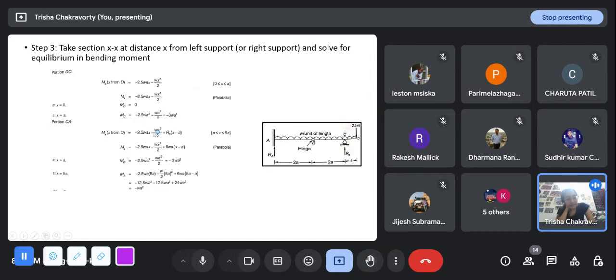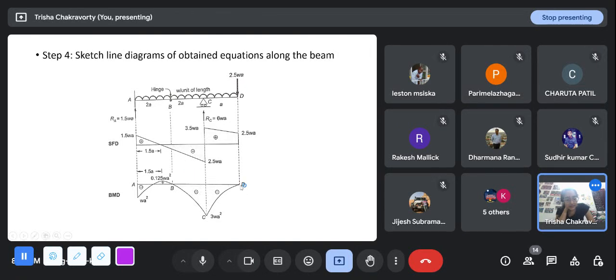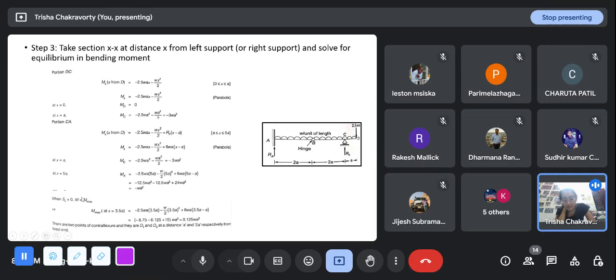And this is basically the same thing. I have to take the component, the moment for this: minus 2.5 wx, then wx squared by 2, and due to this I will take magnitude of Rc into x by a, and this is positive because Rc is providing an anticlockwise moment. So I get here two values, and since this is a parabola, there will be some kind of maximum here, and to get that, what we do is dM/dx equal to 0.